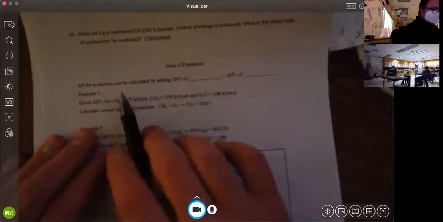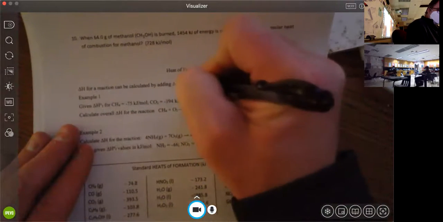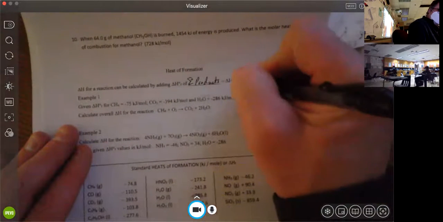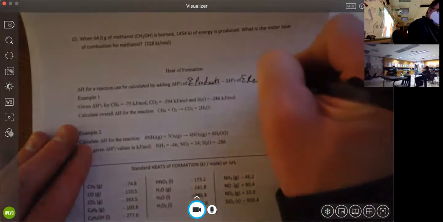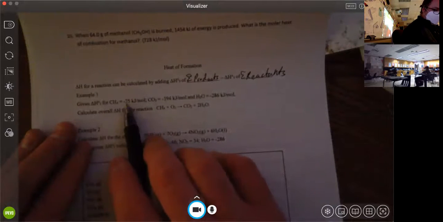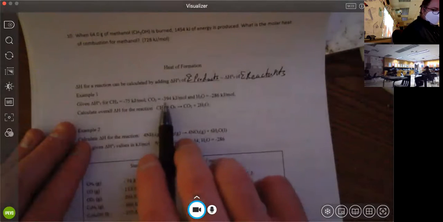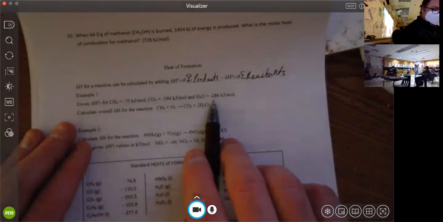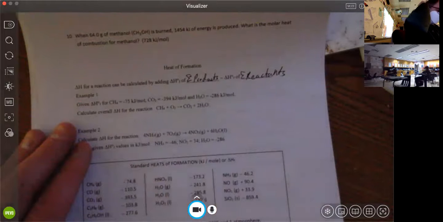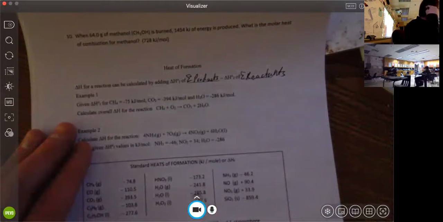So with heat of formation, you take basically the summation of the products minus the summation of the reactants. So given the heat of formation for CH4 being negative 75, carbon dioxide being negative 394, and water being negative 286, what do we do? Well, this is per mole, right?